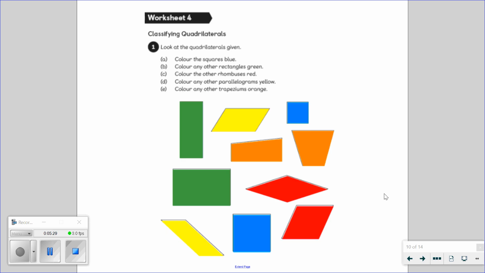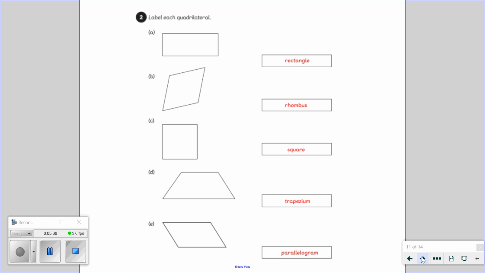So here are the answers to question 1. And here are the answers to question 2.